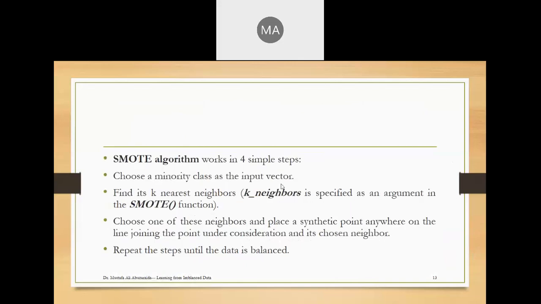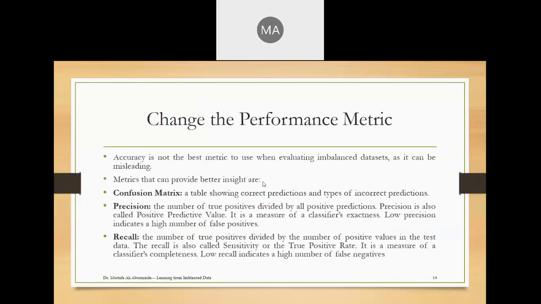The other way is that we change the strategy of calculating the performance of the model. We use other techniques, since accuracy is not the only way to compute the performance of models. We have different strategies. Accuracy is not the best metric to use when evaluating imbalanced datasets, as it can be misleading.